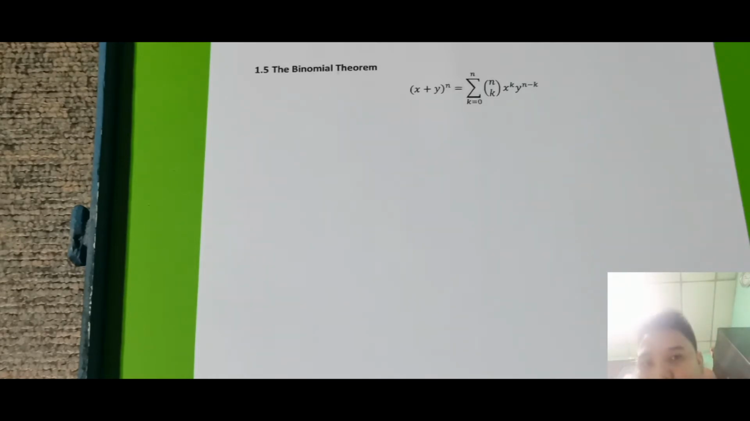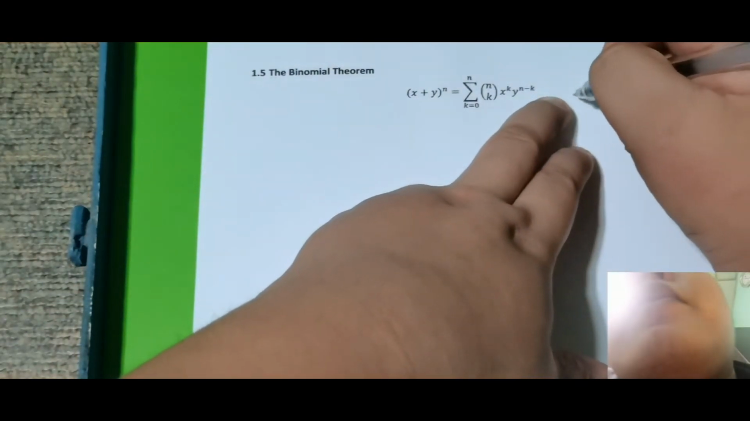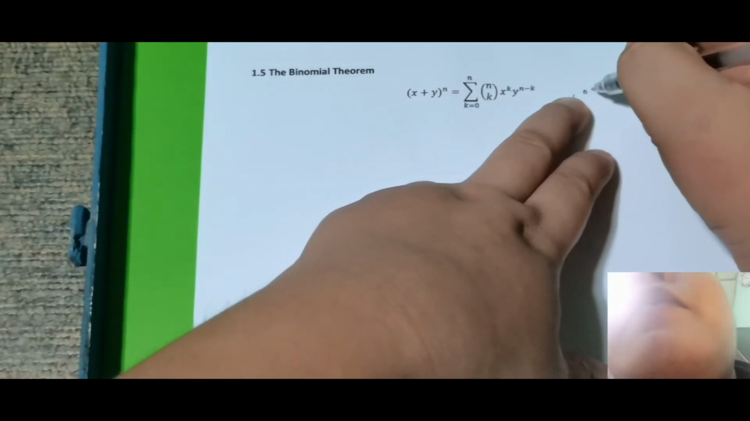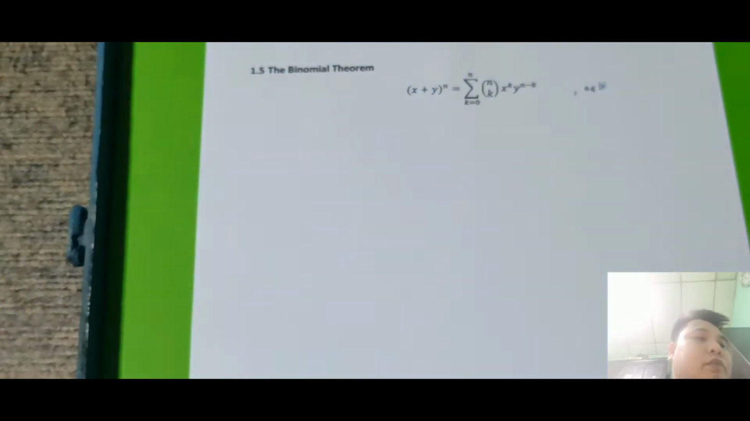Lagay ko na lang din para makita nyo, where n and k, where n is an element of, I think natural number na lang para mas safe, although pwede naman talaga siya totally 0. Okay, so start with this.